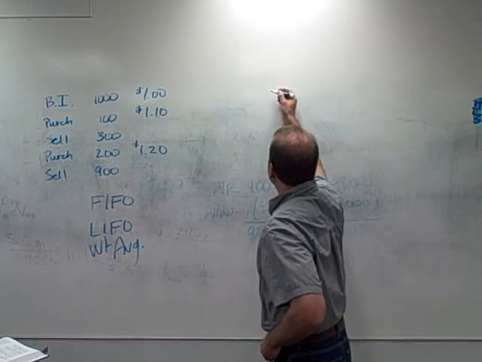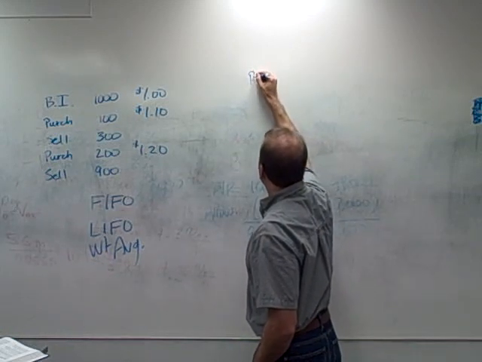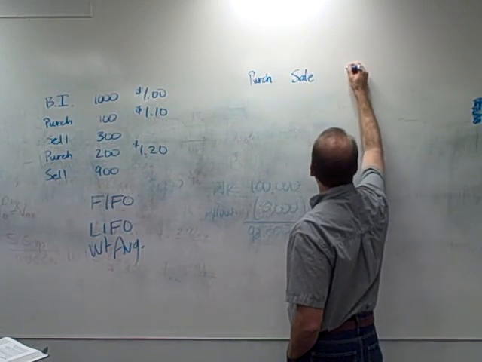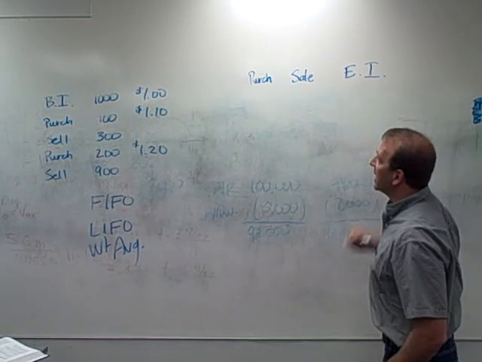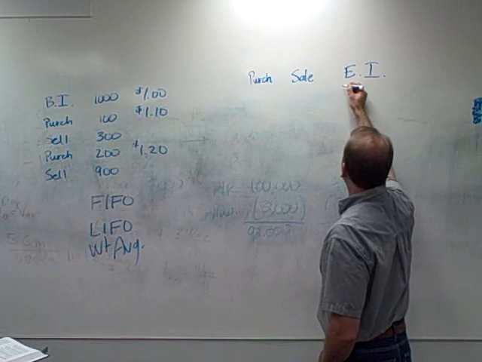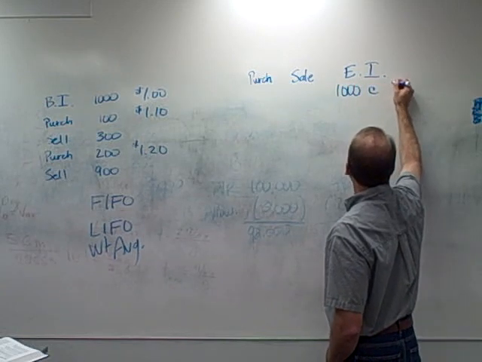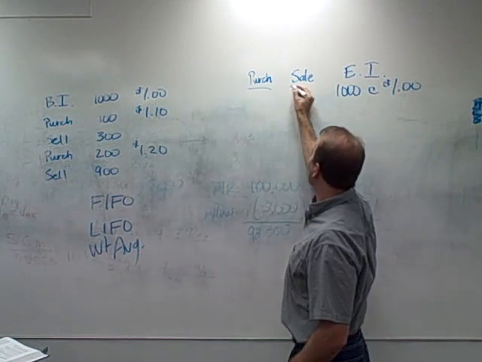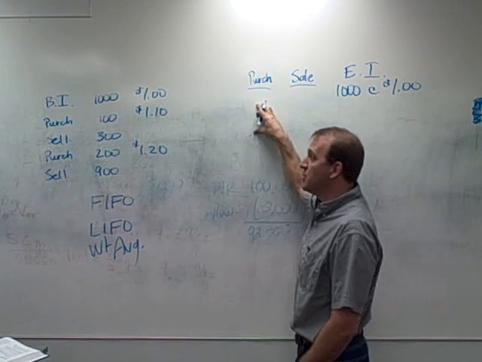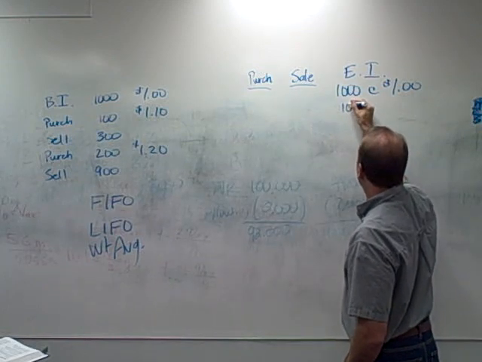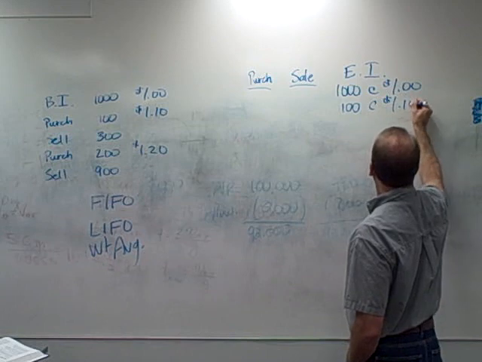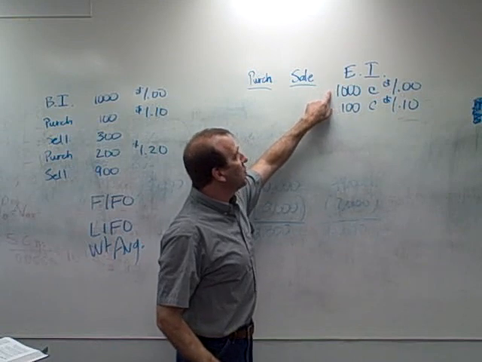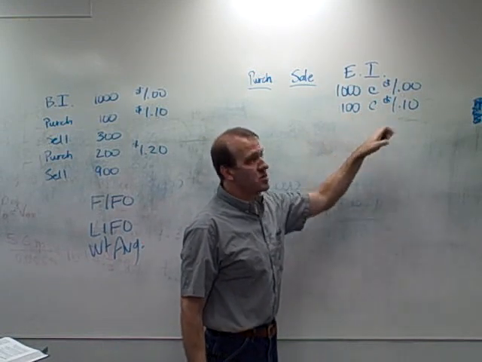Okay, so we've got our purchase, and then our sale, and then our, I'm gonna put just EI, ending inventory. So we have 1,000 of them at $1, okay? Then we had a purchase, which you could say is the purchase of 100 at $1.10. So what we've got in inventory right now is 1,000 of these units at $1, and then 100 at $1.10.